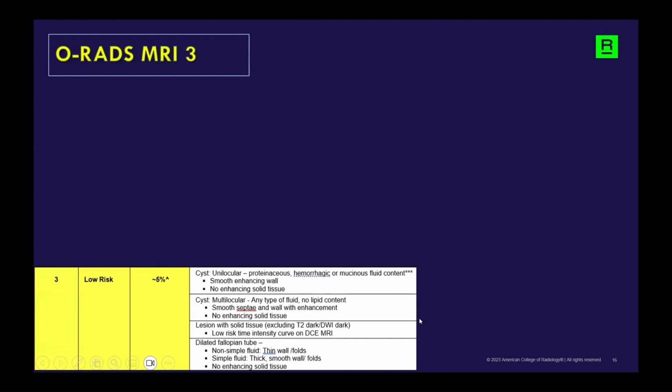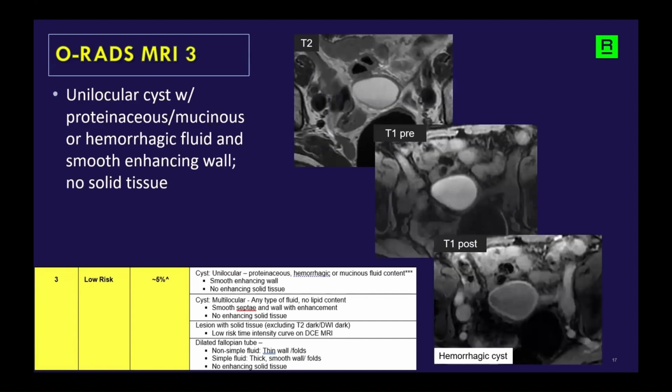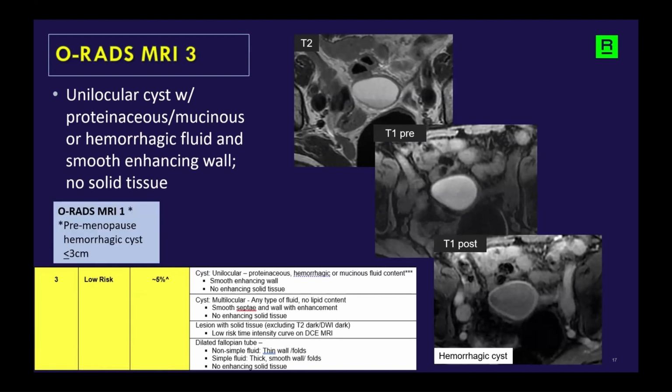Okay, we're going to move on now to O-RADS category 3. And these are low-risk lesions with a risk of malignancy of approximately 5% within this category. So this includes unilocular cysts with proteinaceous or hemorrhagic fluid with smooth enhancing wall. Remember that if a lesion is a hemorrhagic cyst with an enhancing wall, but it's less than 3 centimeters in size in a premenopausal female, it's a physiologic finding. It's considered normal, O-RADS MRI 1.